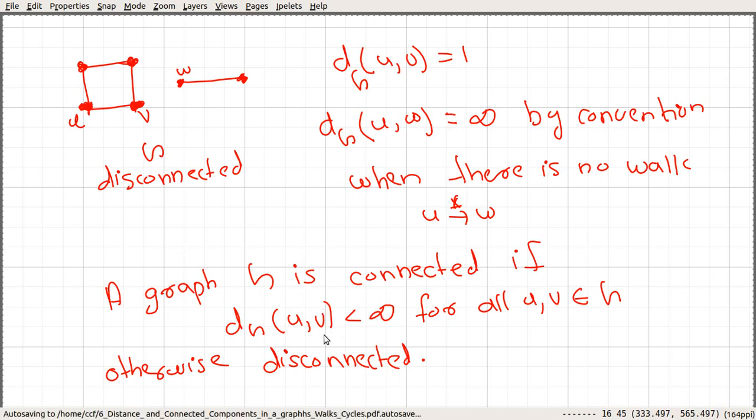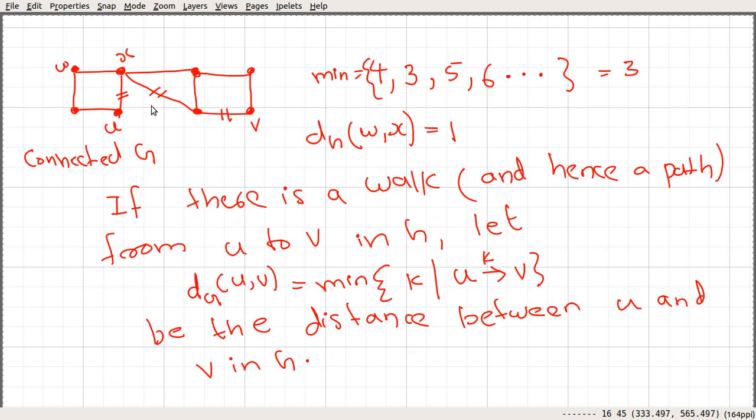If you follow this definition, you can see that this graph is disconnected because the distance between U and W is infinity, by convention. And if you look into this graph, you can see that the distance between each and every pair of vertices is well defined. You get an integer. So this graph is a connected one.